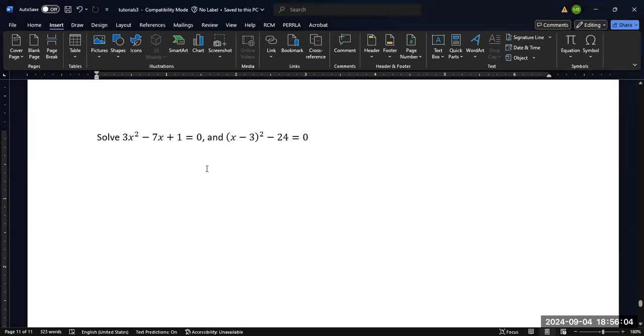All right, now in this video, we're going to be looking at methods for solving quadratic equations. Now, there's at least 3 different methods that I would say that you can apply to solving quadratic equations. So one method would be factoring.